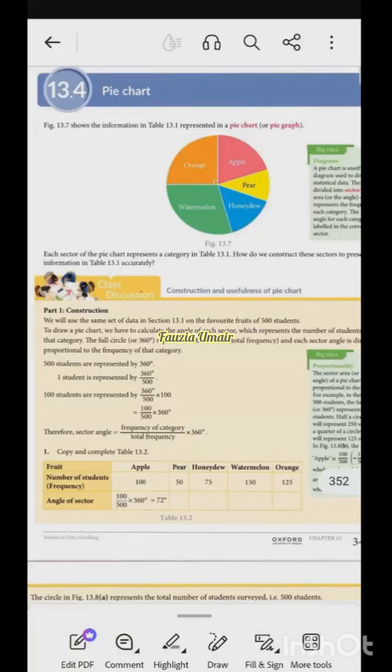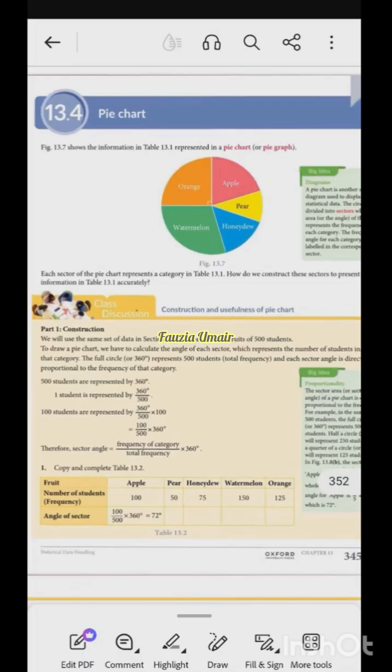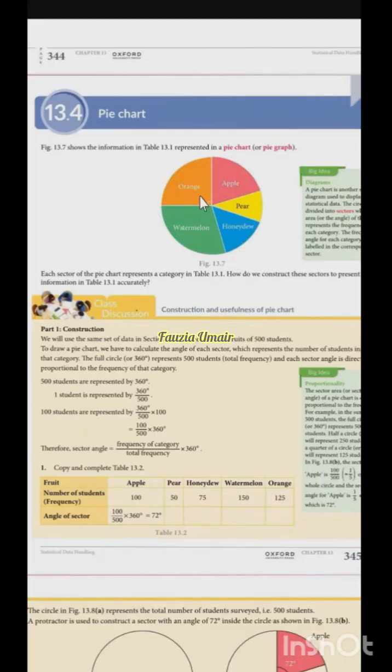Can you hear my voice? Yes. All right. There is one pie chart in front of you like this, showing different portions and different fruits. Just to have an idea, can you tell me, Zainab, Abrish, which fruit has maximum weightage? Or which fruit is liked by most of the people, from this pie chart? Watermelon. And which fruit is less liked? Pear. Pear is less liked.